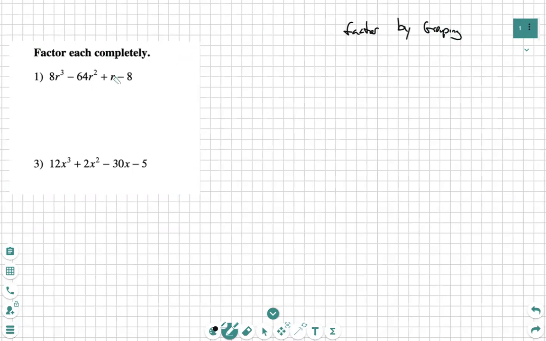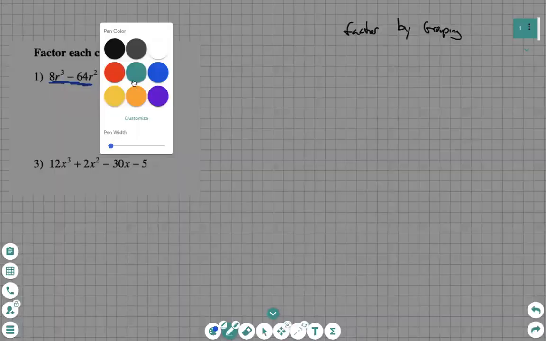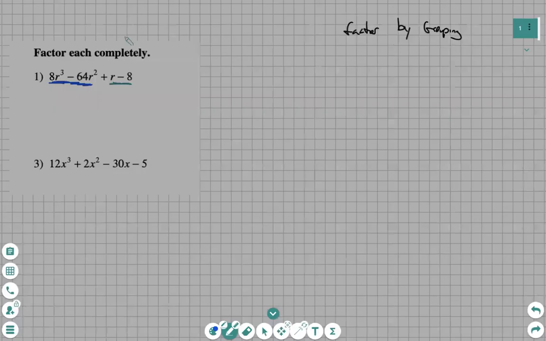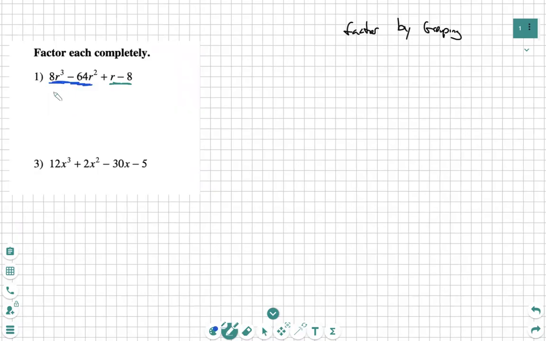The first thing we're going to do is underline the first two terms. The next thing we're going to do is underline the next two terms. At this point, we're going to find the GCF with both of these underlined separately.